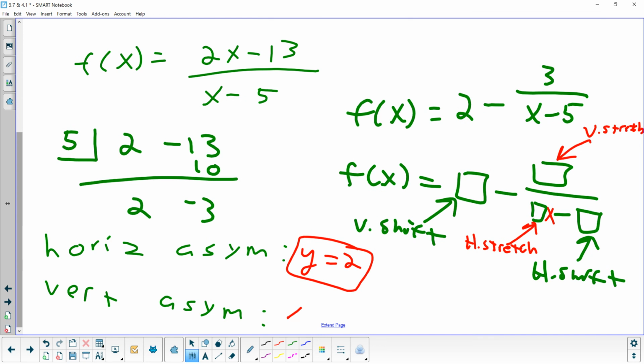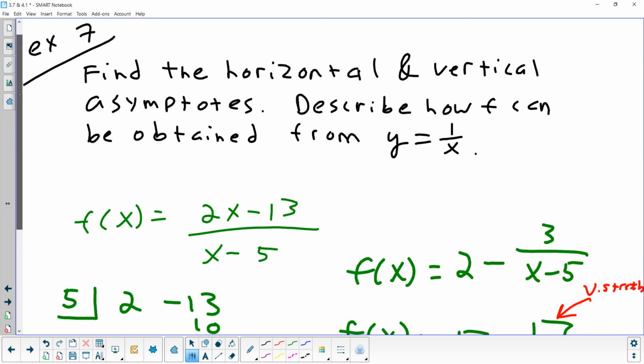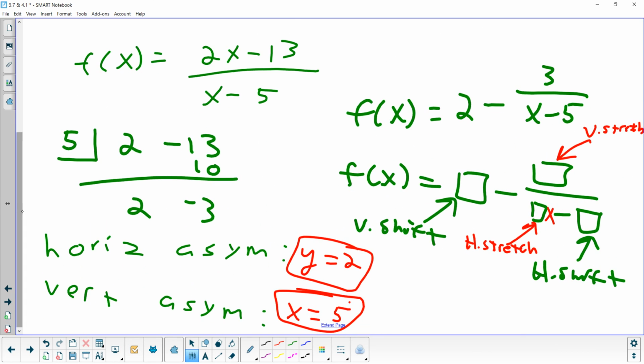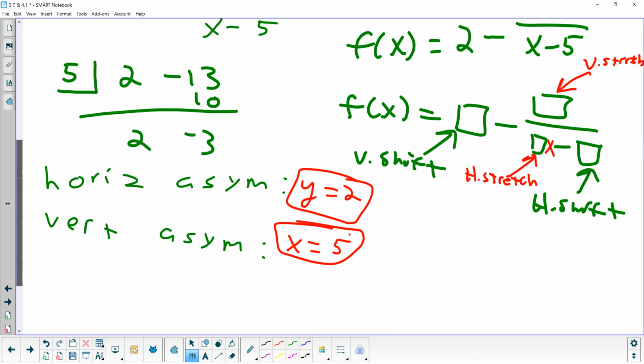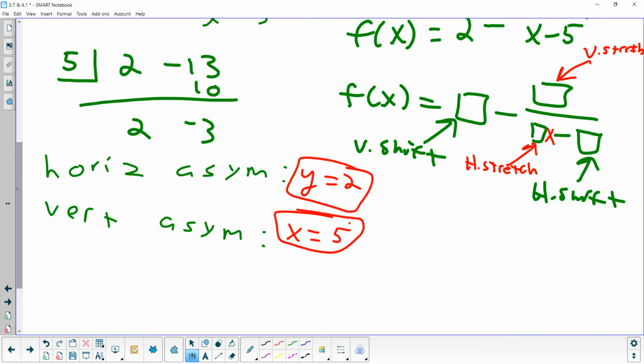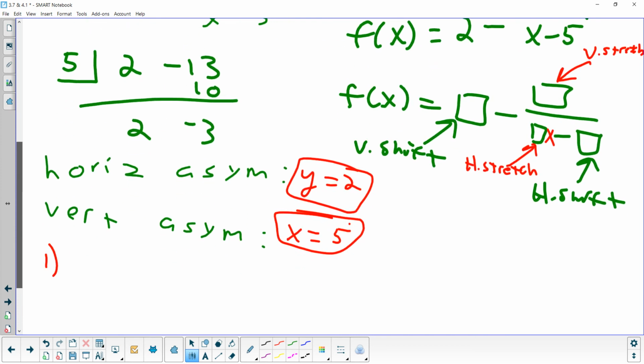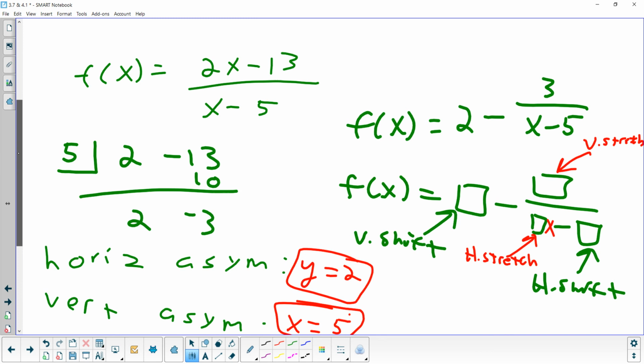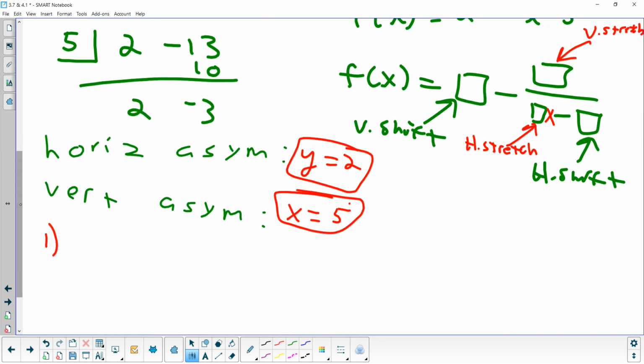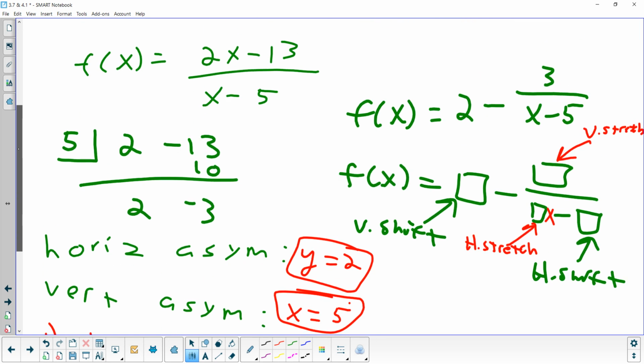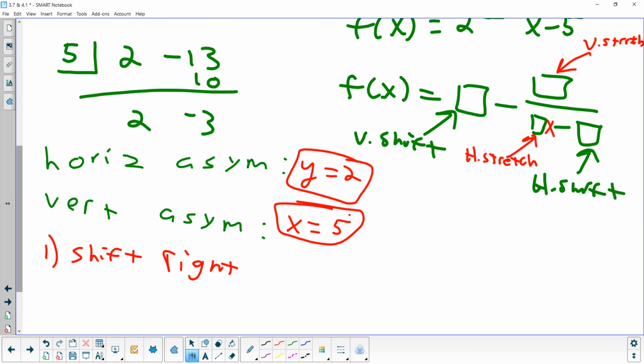What would be my vertical asymptote? 5. That's the 0 of the denominator. Now, describe the transformations. Remember the order we always start with. Start with your horizontal shift. Which way has this graph moved? It's a minus, so that's going to move it right, because our vertical asymptote moved 5 to the right.